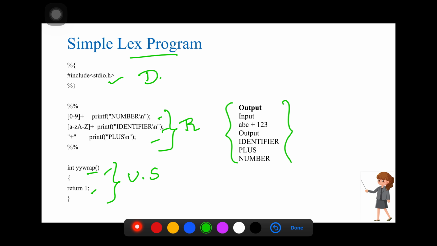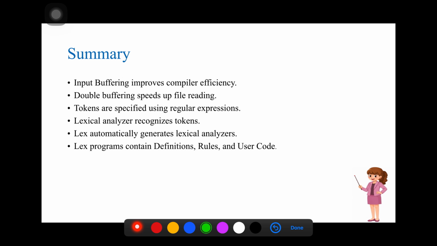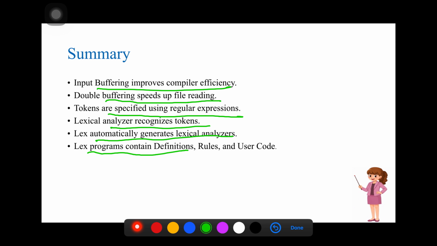Summary. Input buffering improves compiler efficiency. Double buffering speeds up file reading. Tokens are specified using regular expressions. The lexical analyzer recognizes the tokens. Lex automatically generates lexical analyzers. A Lex program contains definitions, rules, and user subroutines or user code. I hope you guys understood.